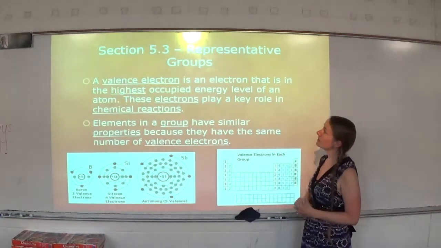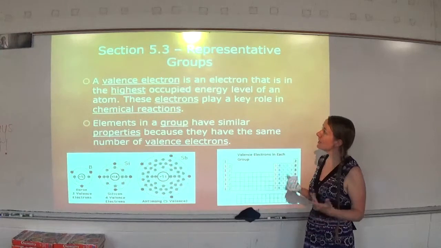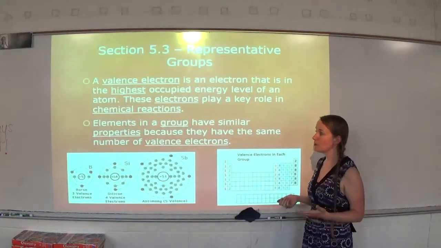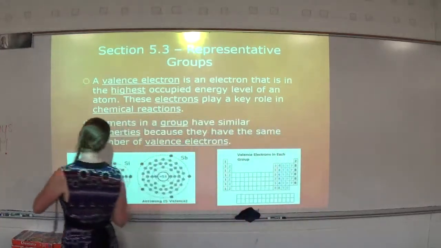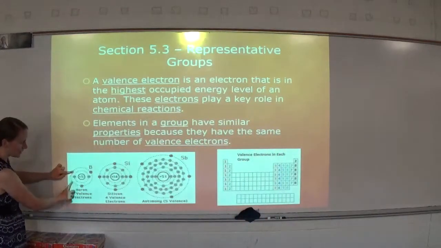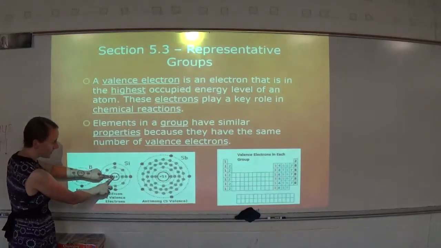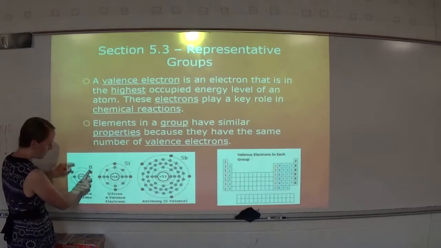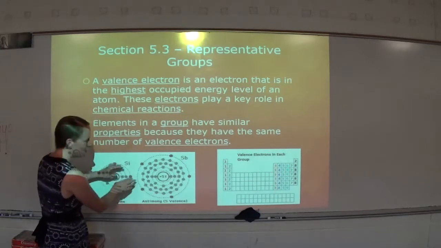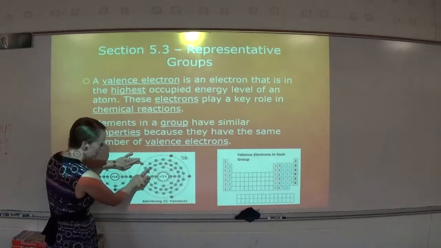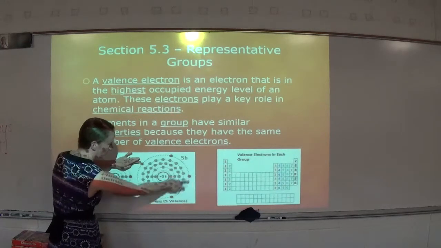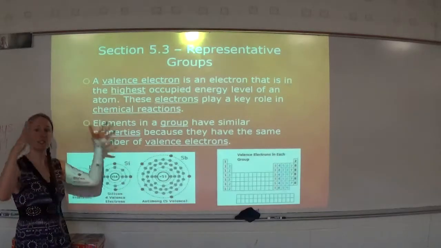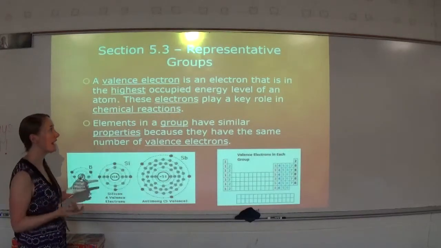A valence electron is an electron that is in the highest occupied energy level of an atom. These electrons play a key role in chemical reactions. If you look at boron, the valence electrons are in the 2nd energy level, and we have 3. At silicon, our valence electrons are in the 3rd energy level and we have 4. At antimony, we're on the 5th energy level and we have 5. So the valence electrons are just the furthest electrons in the highest energy level of that atom.